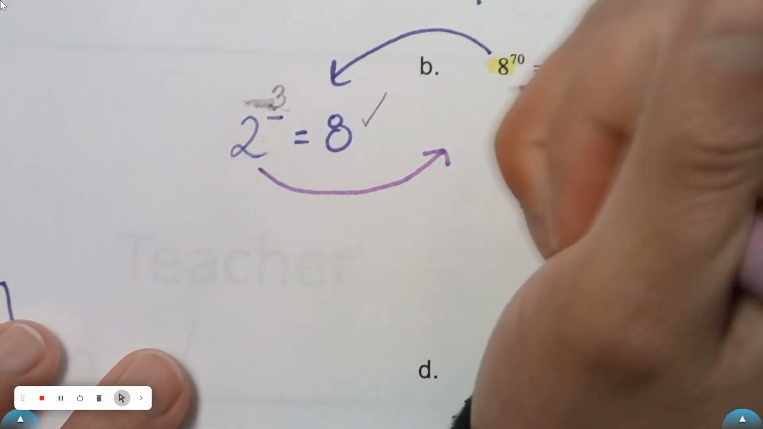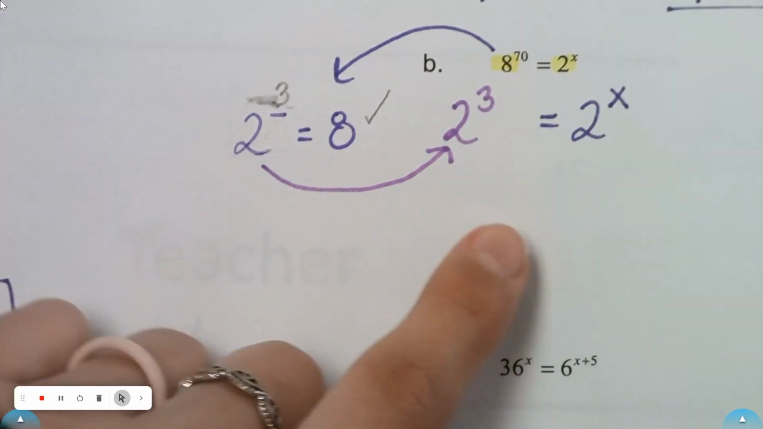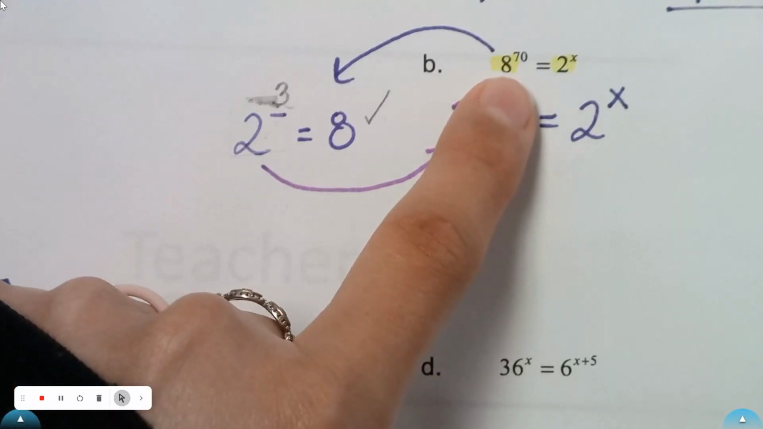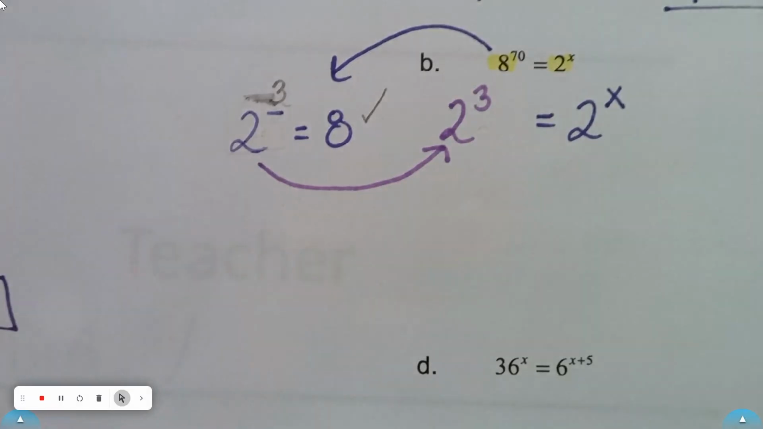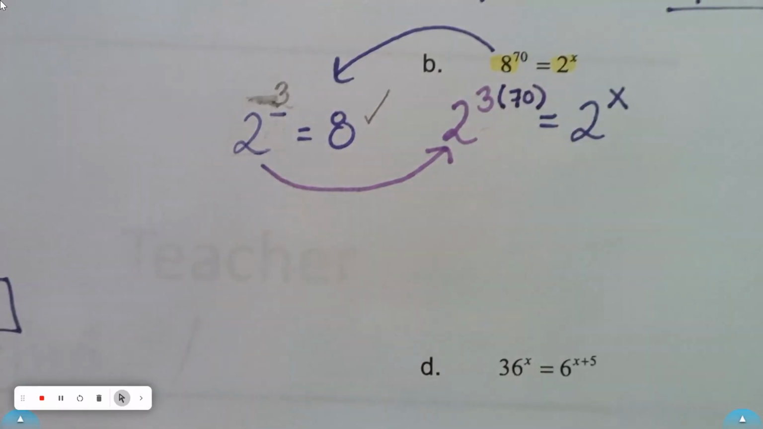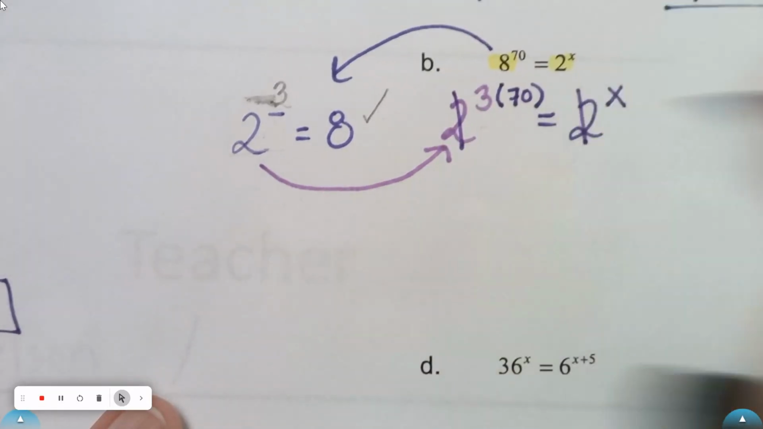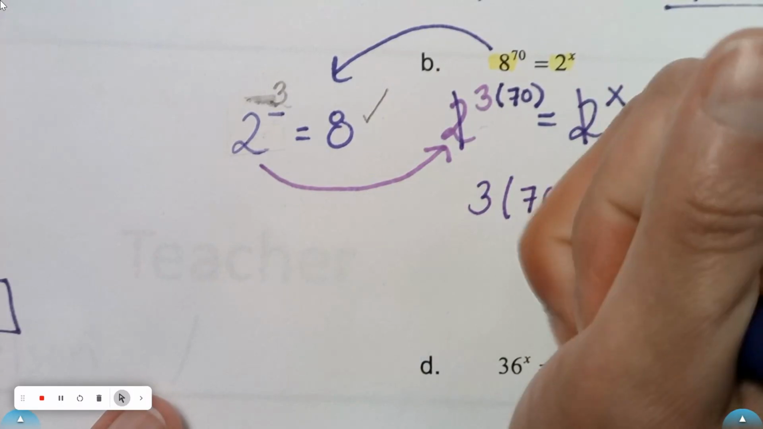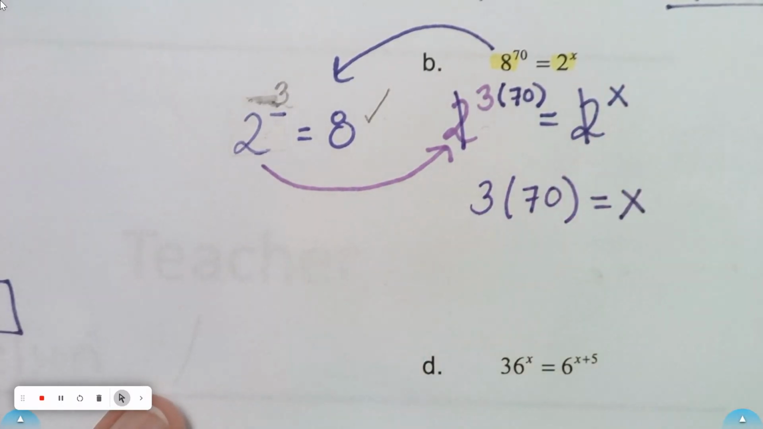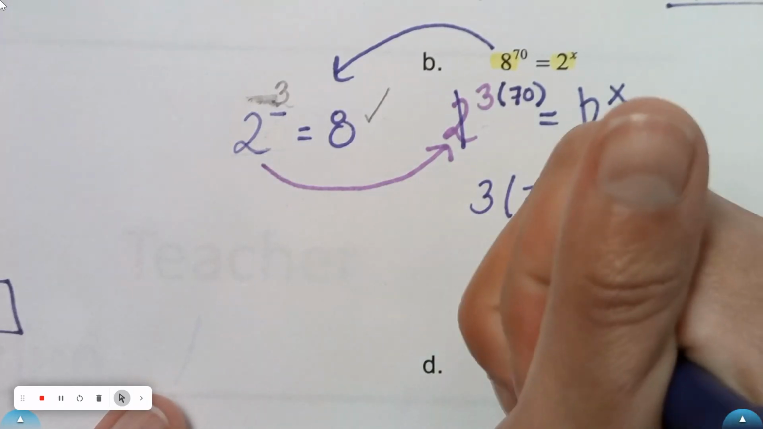So I'm going to put 2 to the third power. Because 2 to the third power is the same as 8, I'm just rewriting it, okay? And the other thing you have to include is the 70, and I'm going to keep that in parentheses. Okay, you see how my bases match now? Like they're both 2's? I can cross them out. Whatever I have in the air, I'm going to bring down. And then I'm going to multiply 3 times 70. I get 210.